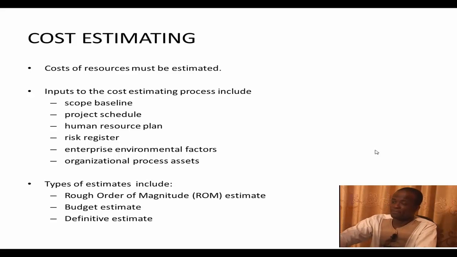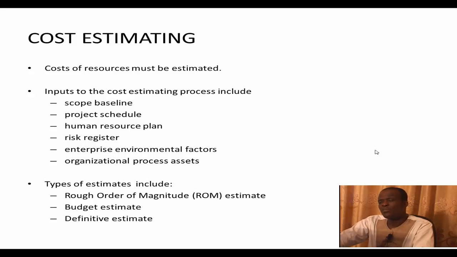Okay, let's jump to cost estimating. Now, cost estimating basically involves estimating the costs of the resources that you're going to use in the project. The resources here could be human beings, materials, equipment, or plant. Any resource at all that you're going to use on a project must be estimated.